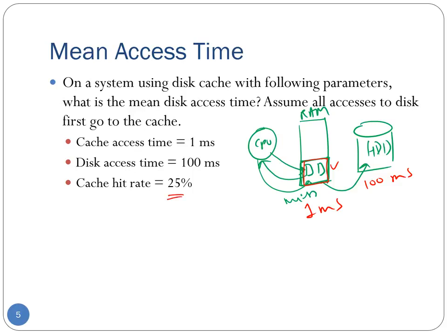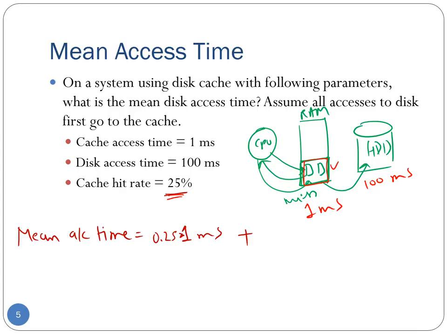The fundamentals of finding the mean access time remain exactly the same as for the RAM cache. Basically, we have to compute the weighted average. If the data is found in the RAM, how much time does it take? It takes 1 millisecond. What is the hit rate? 25%. So the probability that the data will be found in the RAM cache is basically 0.25.